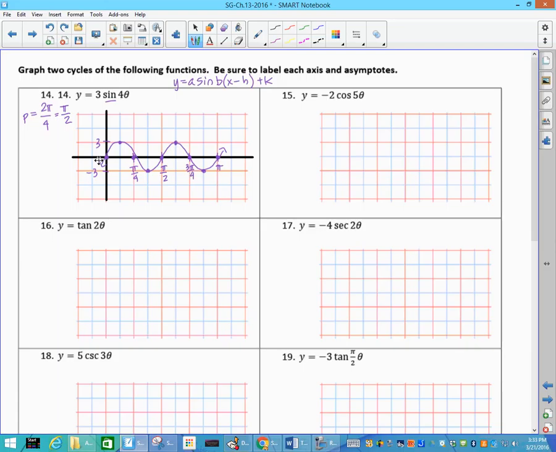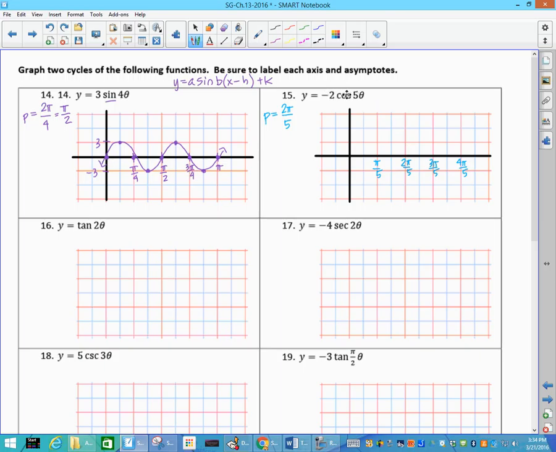Okay, so number 15, y equals negative 2 times the cosine. Again, got to find that period, which is 2 pi over b, which is 5. All right, I'm going to put my axes on here. And I'm going to go out 4 tick marks and label it as 2 pi over 5. So 1, 2, 3, 4. This is 2 pi over 5. So halfway is 1 pi over 5. 1 pi, 2 pi, 3 pi over 5, 4 pi over 5, which is really as far as I have to go because that's one whole period.